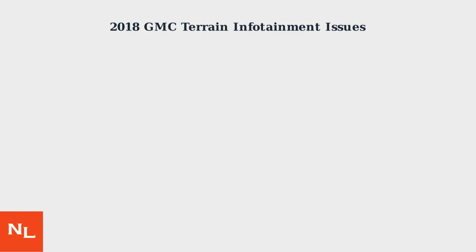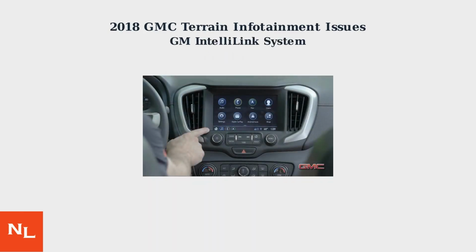The 2018 GMC Terrain uses GM's IntelliLink infotainment system, featuring a 7 or 8-inch color touchscreen that integrates with the vehicle's network. This system is susceptible to the failures we just discussed. Fortunately, many of these issues can be resolved with basic troubleshooting steps that you can perform yourself. Let's go through the most effective methods, starting with the simplest solutions.